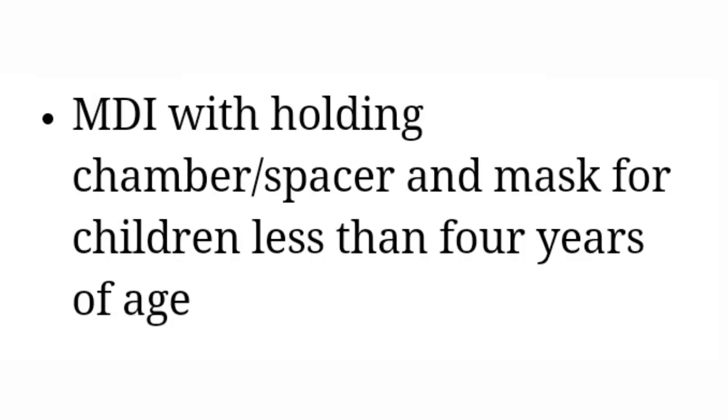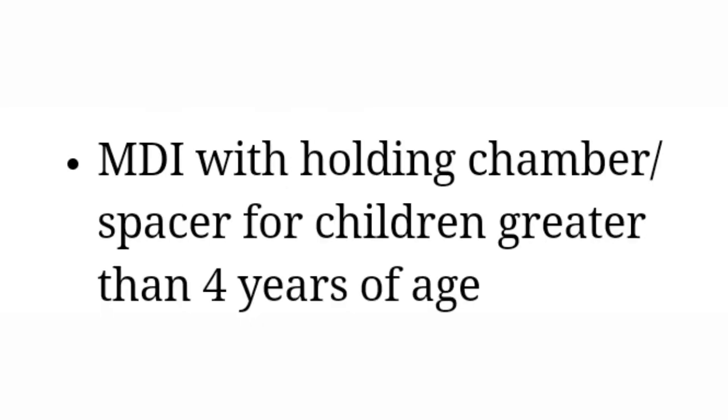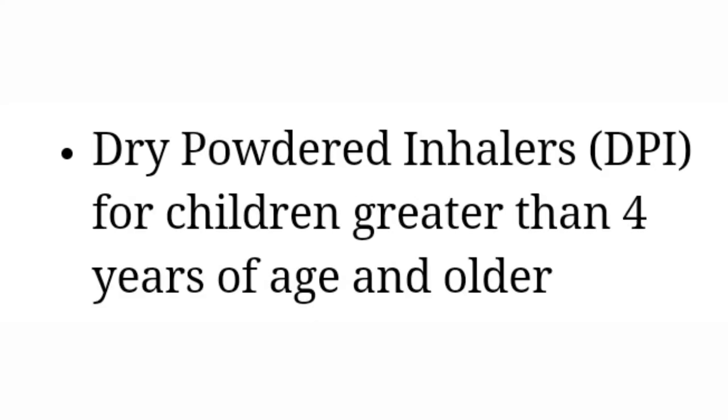Under 3 years, nebulizer. MDI, metered dose inhaler with the holding chamber, spacer and mask, for children less than 4 years of age. So for less than 4 years of age, you can use the MDI, but you have to attach a mask and spacer device to it. MDI with holding chamber, spacer, for children greater than 4 years of age. So after 4 years of age, you don't need the mask. You can use the metered dose inhaler along with the spacer device only. And dry powder inhalers, that is DPI, are for children greater than 4 years of age and older. So above 4 years of age, you can go for the DPI, that is dry powder inhaler.